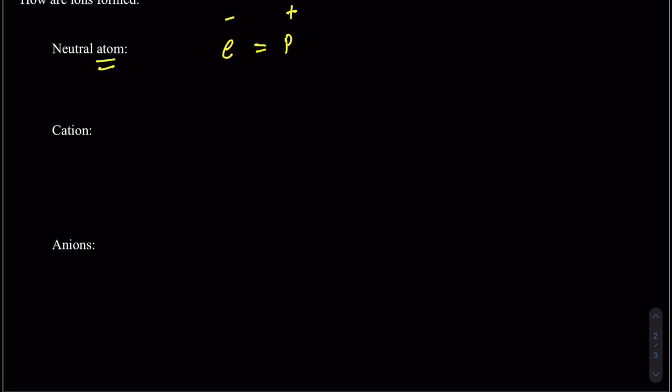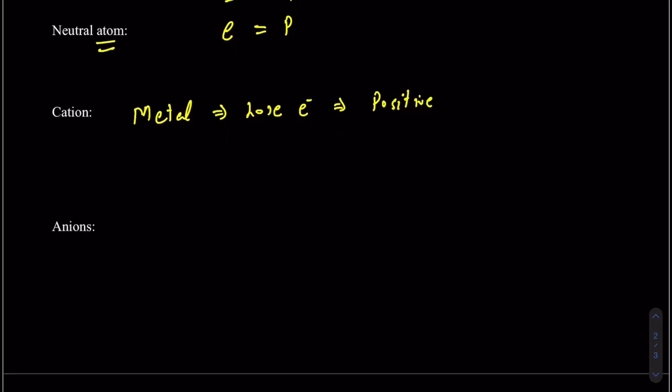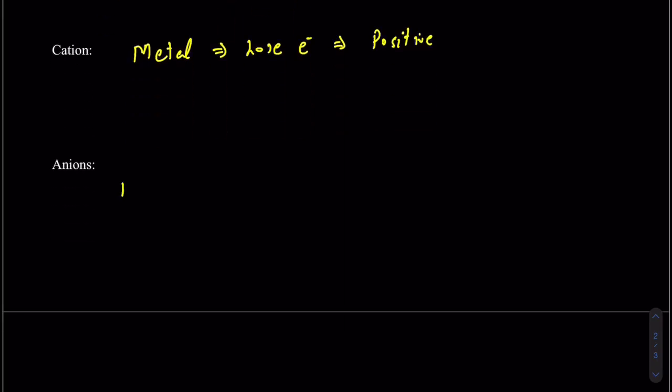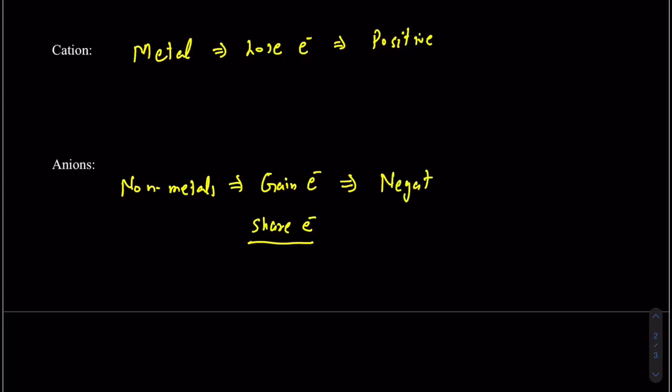Cations are actually made from metals. Metals like to lose electrons, and when they lose electrons, they get a positive charge, and I'll talk about how you actually get a positive charge once you lose electrons. On the other hand, for an anion, nonmetals like to gain electrons. They can actually do two things: they can either gain electrons or they can share electrons. We'll hold on to the thought of sharing electrons for the moment. They will make anions if they gain electrons, so when they gain electrons, they will have a negative charge.